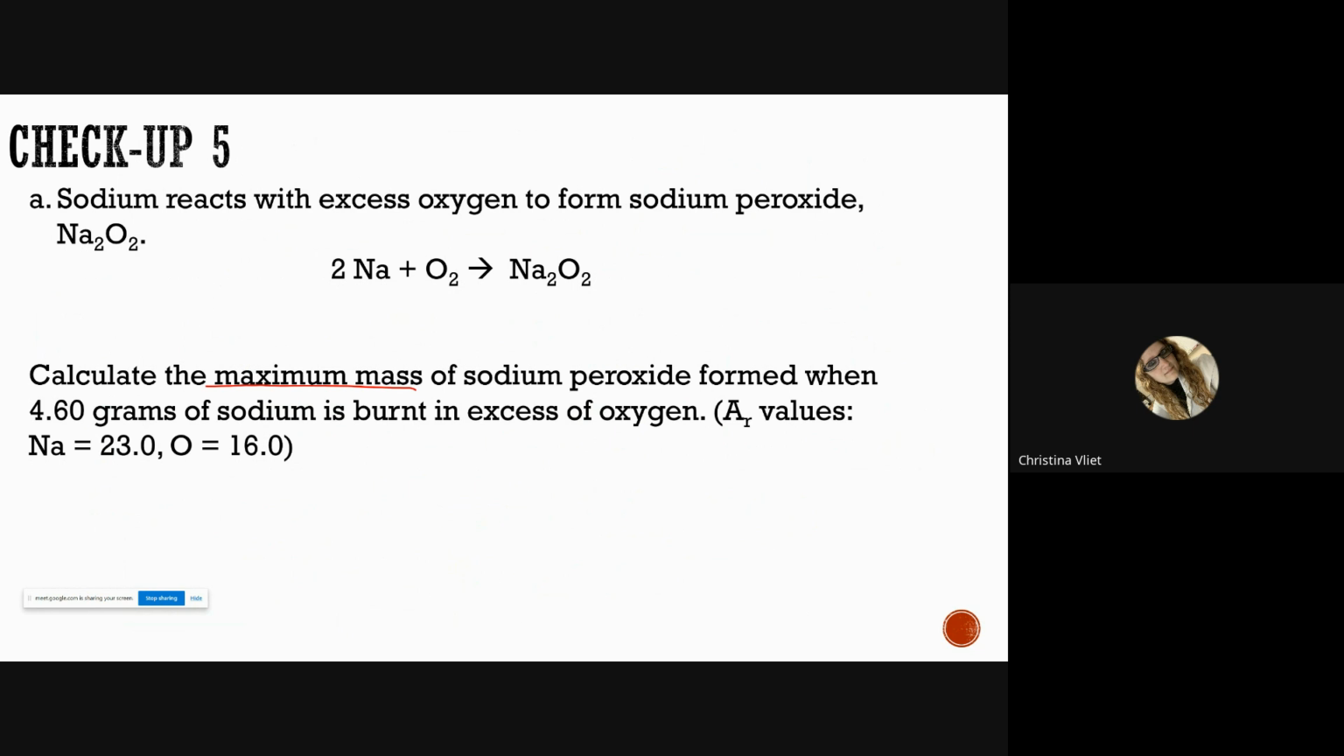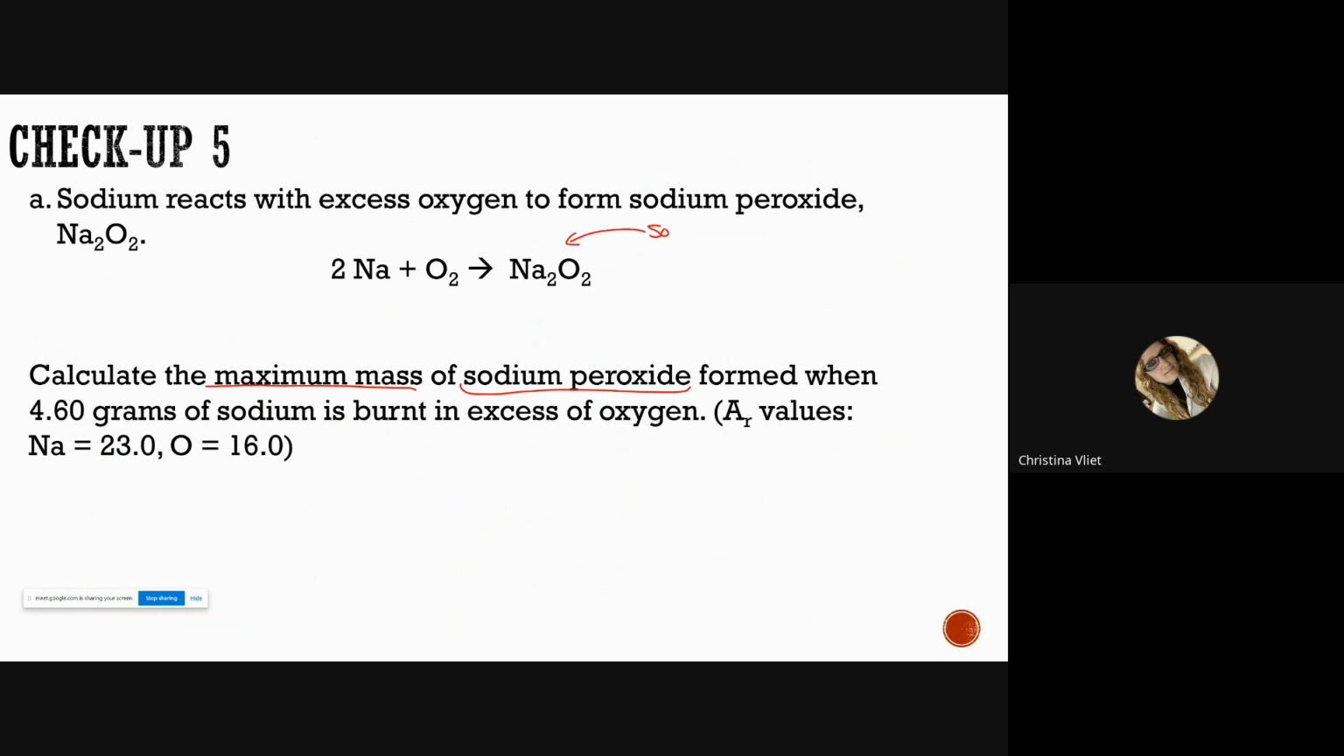That phrase: calculate the maximum mass of sodium peroxide formed when 4.60 grams of sodium is burnt in excess of oxygen. I also want to use the opportunity to tell you that Cambridge likes to use words instead of formulas. So what's sodium peroxide here? What must it be? Even though you haven't learned what peroxide is, you weren't taught that polyatomic ion, I didn't teach it to you. You may know it on your own.